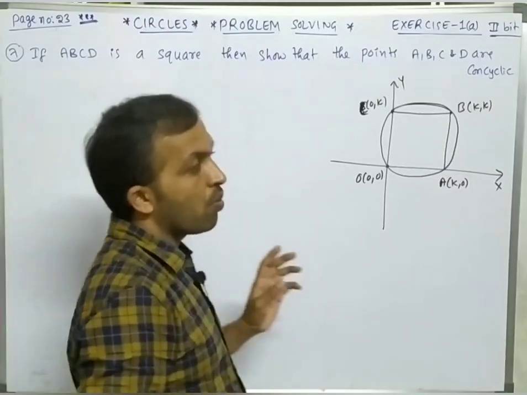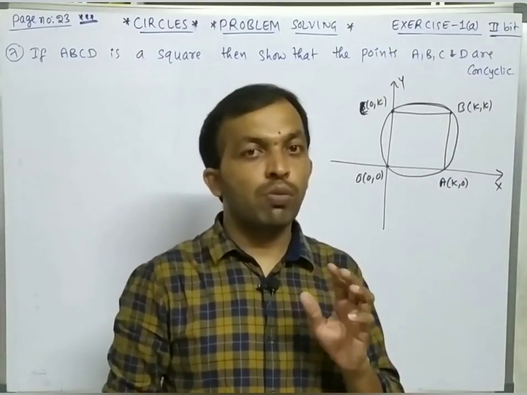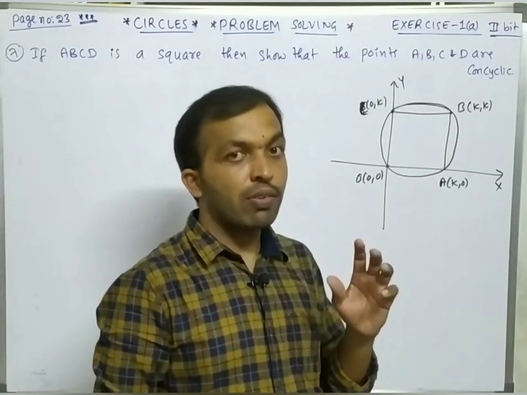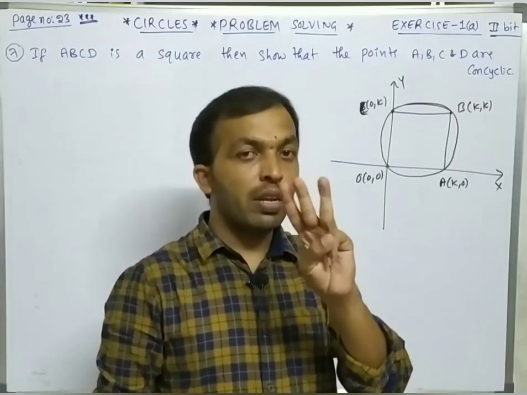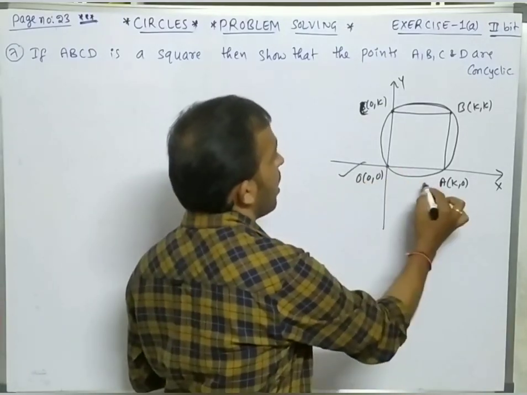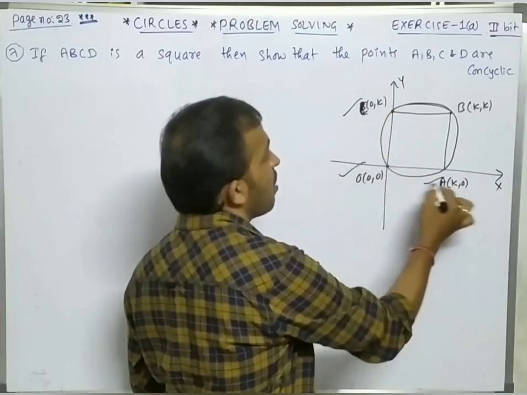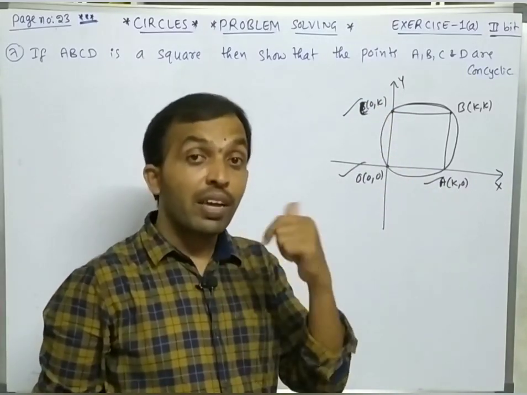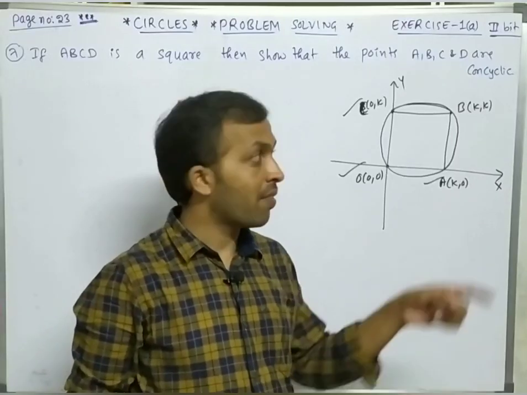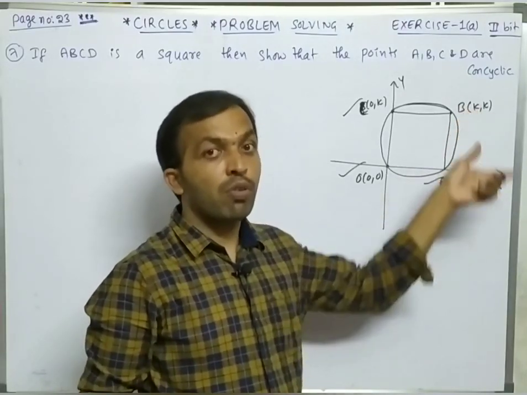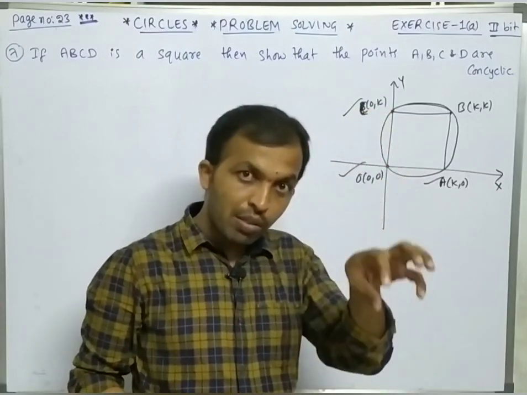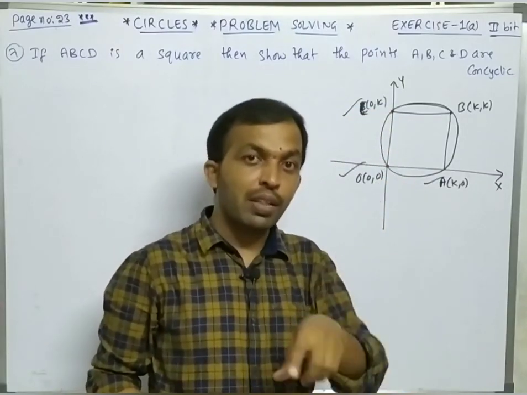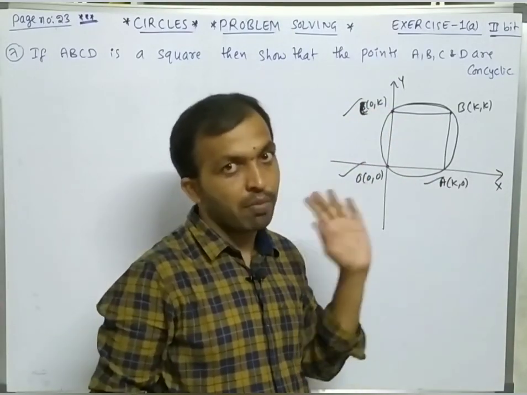So to find the equation of the circle, we need only 3 points. These 3 points are enough. So by using these 3 points, we can find the equation of the circle, and in that circle equation, substitute the 4th point. So the 4th point also satisfies that equation. Then we can say that these 4 points lie on the same circle.